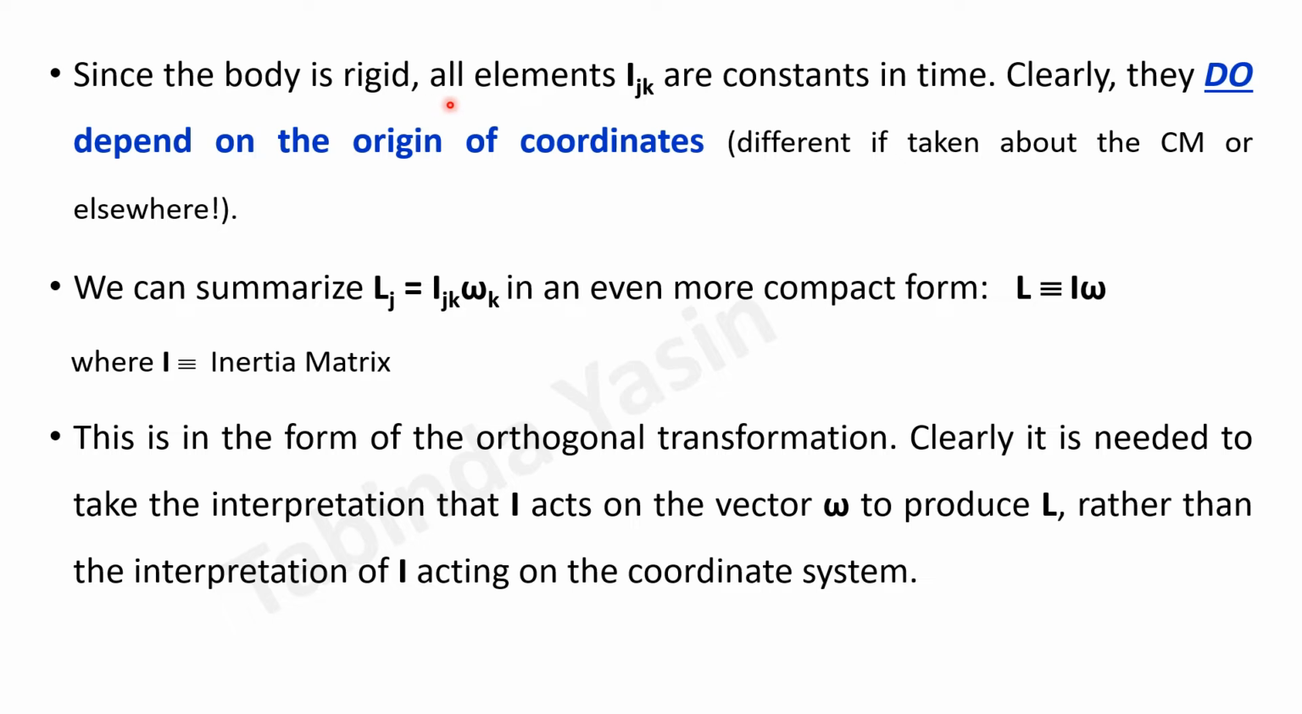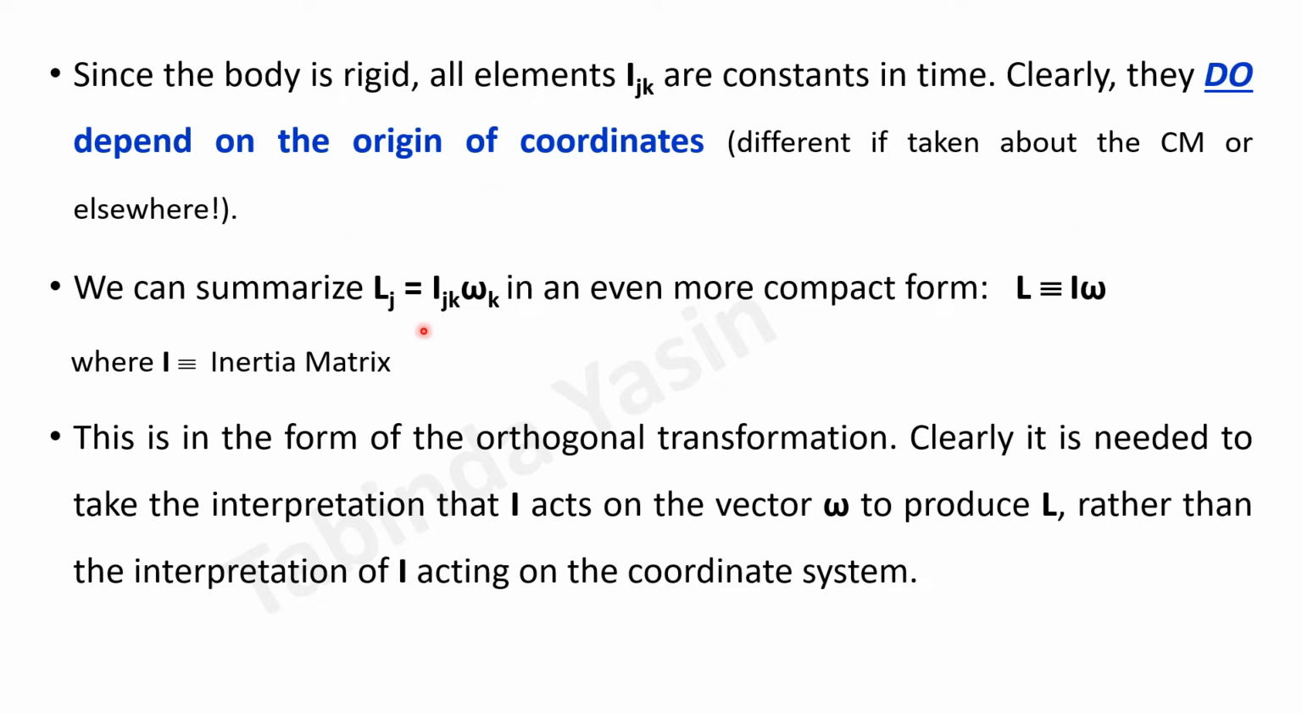Since the body is rigid, all elements I_jk are constant in time. Clearly, they do depend on the region of the coordinates. It means that any kind of tensor, the inertia tensor, will be constant for the rigid body. But clearly, we can say that it depends upon the origin of the coordinates. It is different if taken about the center of mass or elsewhere. If the center of mass is taken or elsewhere, then the coordinate origins will be different.